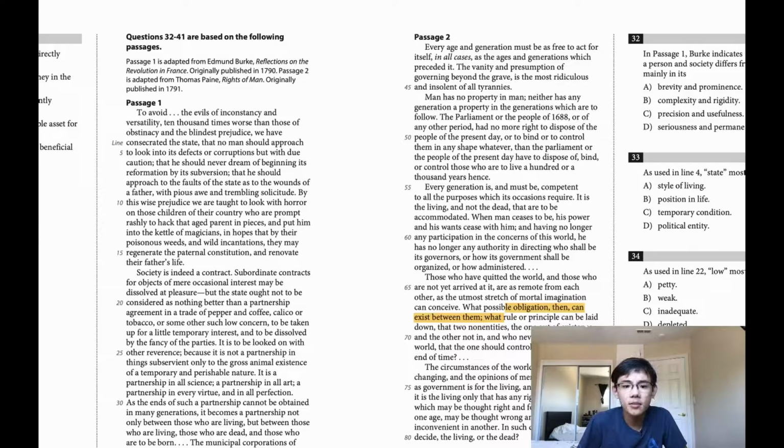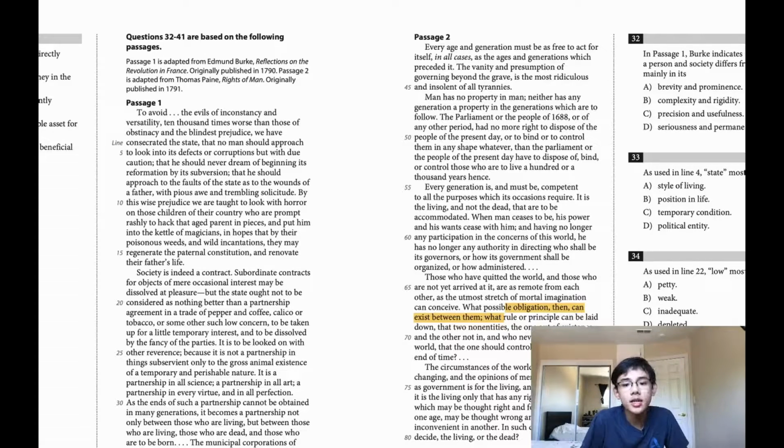A lot of the times, test takers will get so tunnel visioned into figuring out what a single sentence means that they'll waste a lot of time trying to look at one single sentence instead of just moving on and answering the questions. So we don't want to be wasting time like this.